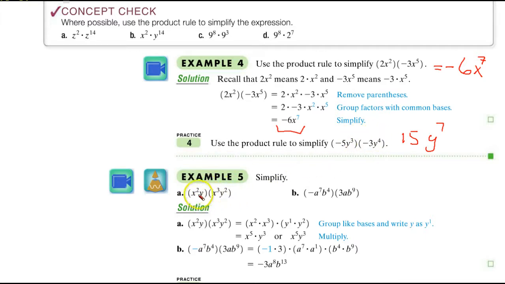So for something like this, we're going to add our exponents. Our bases here are the same. X to the 5th. Remember there's a 1 there. Y to the 3rd. Now there's a 1 out in front of the A. So that's a negative 1 times 3 gives us a negative 3. A, and there's a 1 there, to the 8th. B to the 13th. Okay, they're right there too.